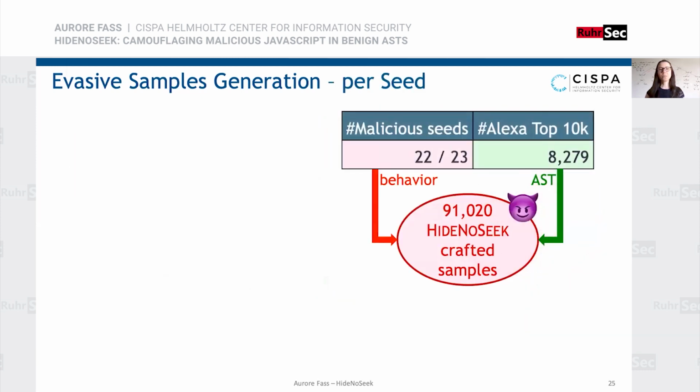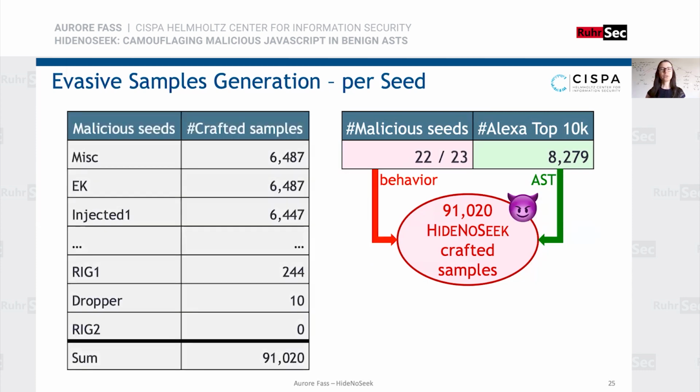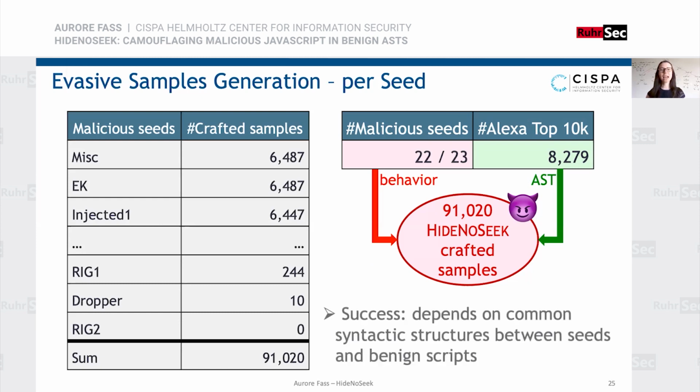Let's focus now more specifically on the seeds. We consider here the number of malicious samples we could craft per malicious seed, meaning how many benign ASTs we can actually reproduce with a given seed. For example, for MISC, we could reproduce the AST of almost 6,500 websites. Of course, the success of our attack highly depends on the syntactic structure the seeds contain and to what extent they can also be found in the benign scripts.